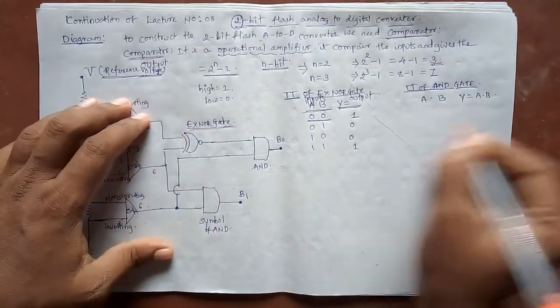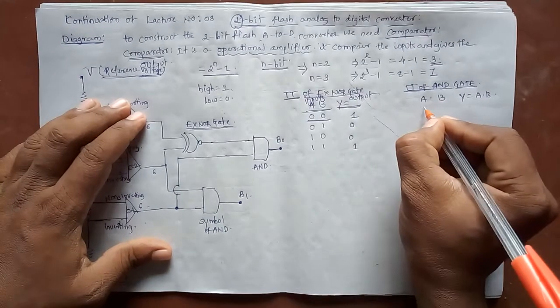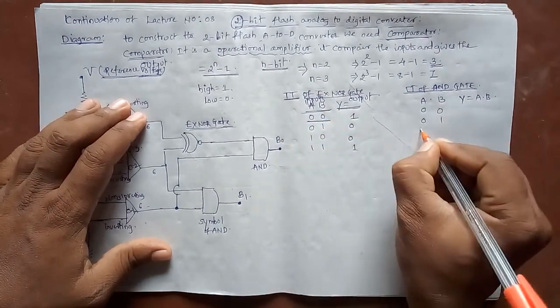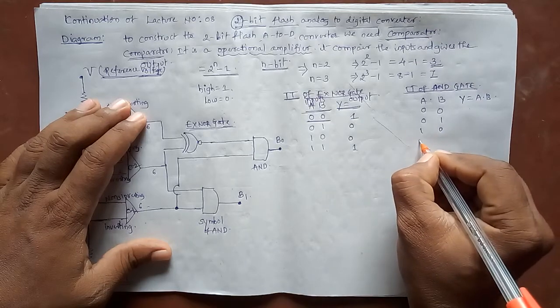Now I write the truth table for the AND gate. The inputs are the same: 0 0, 0 1, 1 0, 1 1.